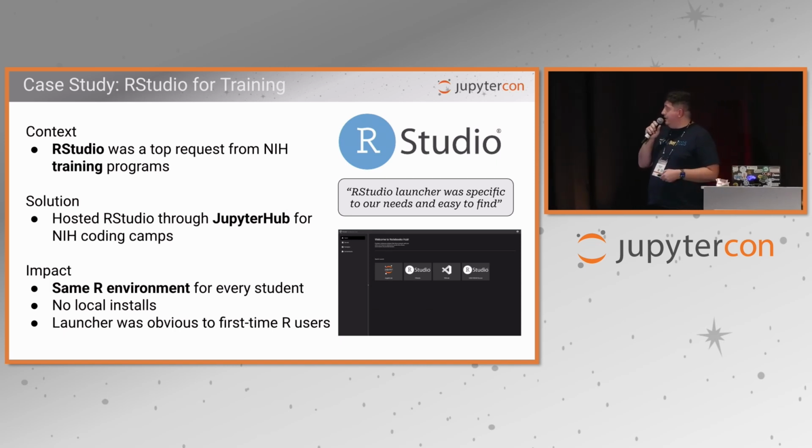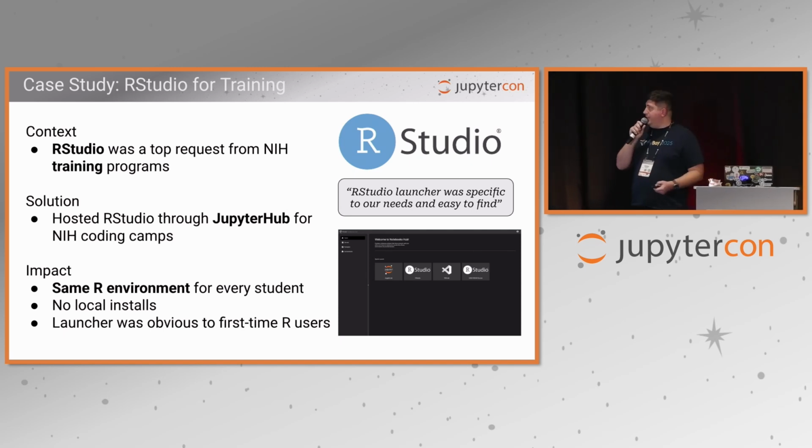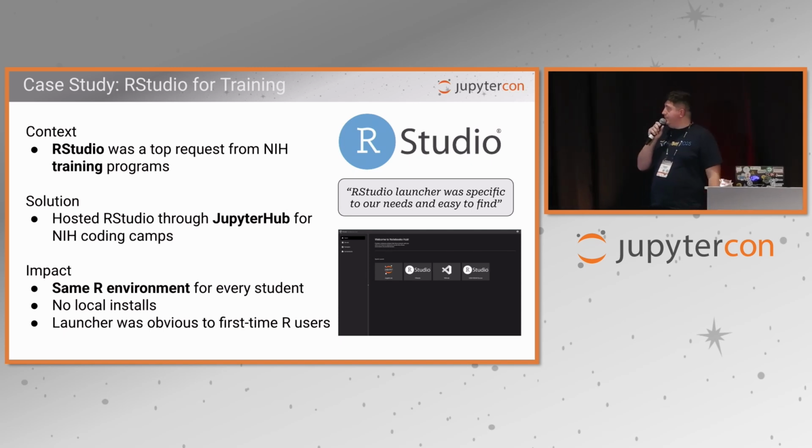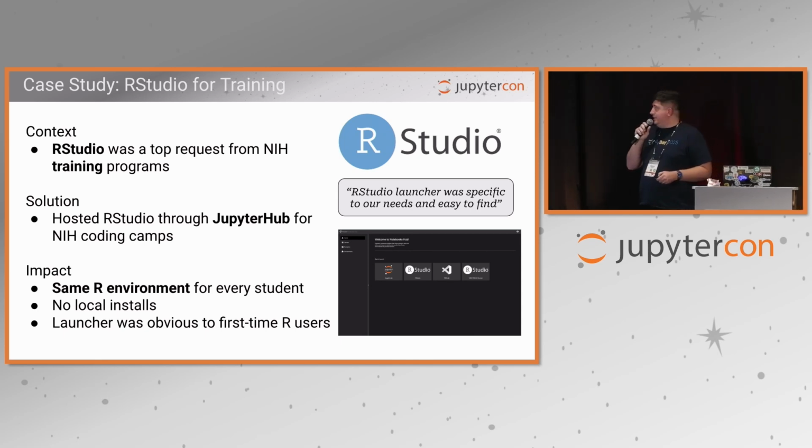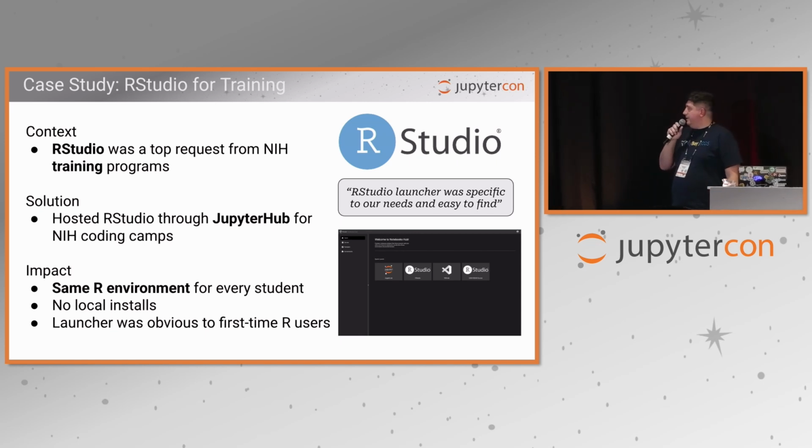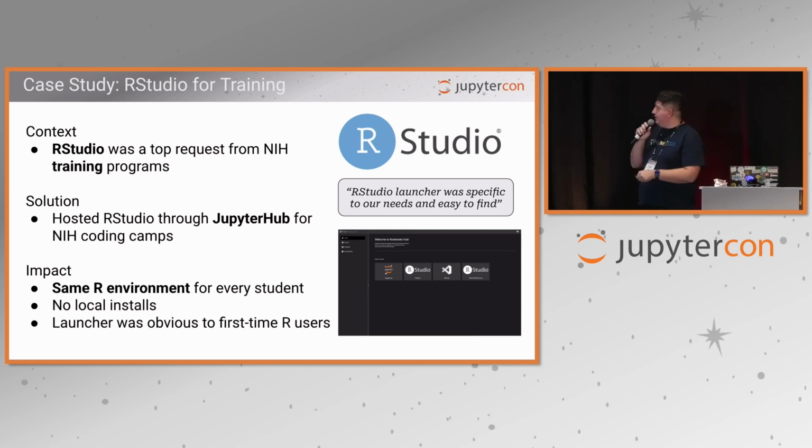And as a result, they were able to host their classes, and we got really good feedback from them. They were able to find it and launch it very quickly and start working on the code and learning instead of figuring out all the setup. So we got the same R environment for every student, the same documents or code snippets to work on. They didn't have to do local installs unless they really wanted to. And the launcher, about which I'm going to talk a little later, was really obvious for them.